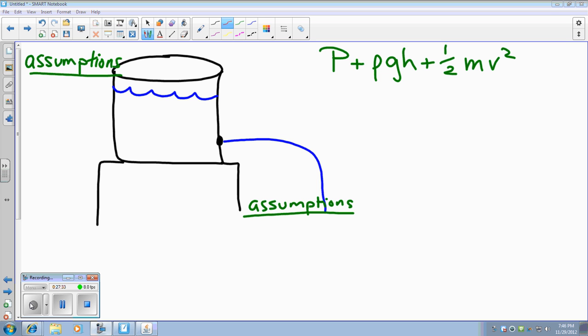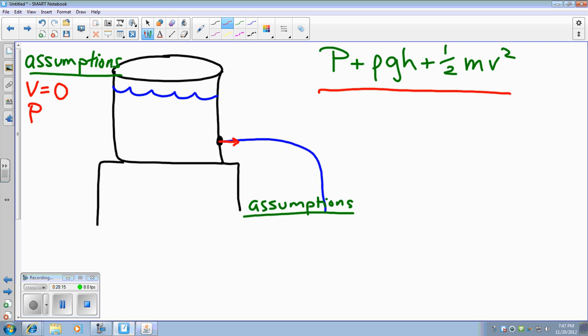First one, at the top of this container, the velocity is always going to be assumed to be 0. Now, you may be saying, but I know the water's moving, so I know there is a velocity. Well, this velocity is going to be so much smaller than the velocity of the water coming out of the container through the little hole that we can actually just assume it to be 0 because it's going to be an insignificant value. So all of a sudden, when I'm using my Bernoulli equation over here, I can get rid of the 1/2 mv squared because I have assumed that my velocity is 0. That's the first assumption. The other assumption that we're going to make right away is going to be about the pressure.